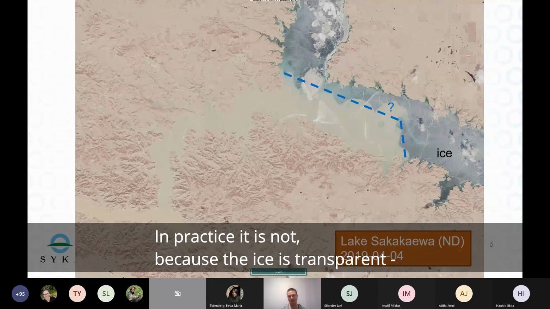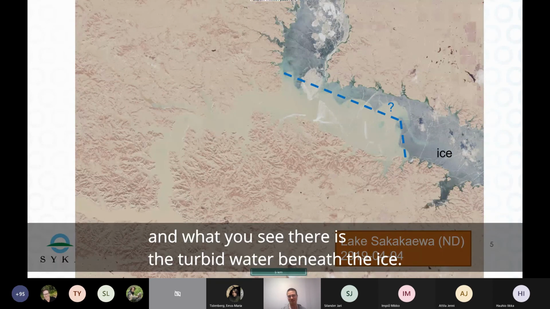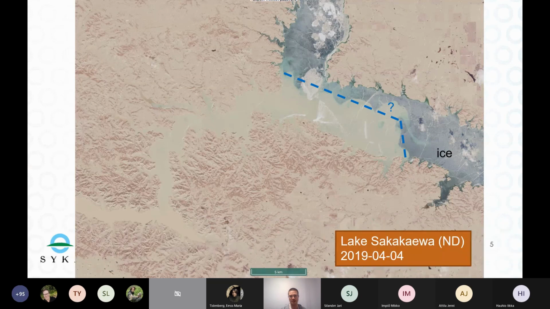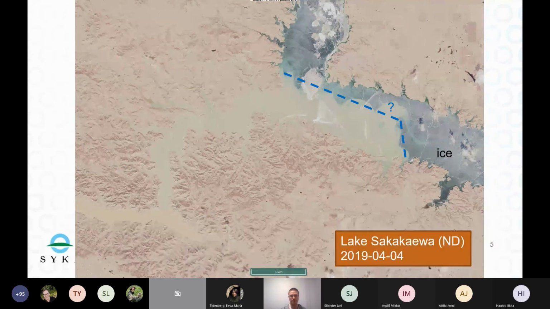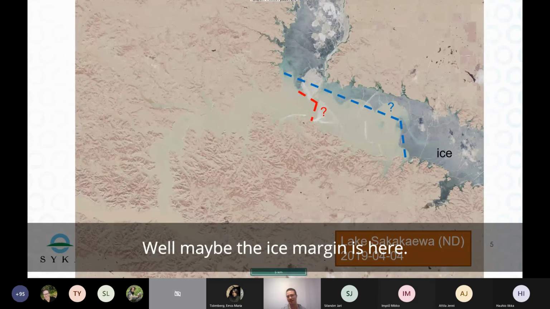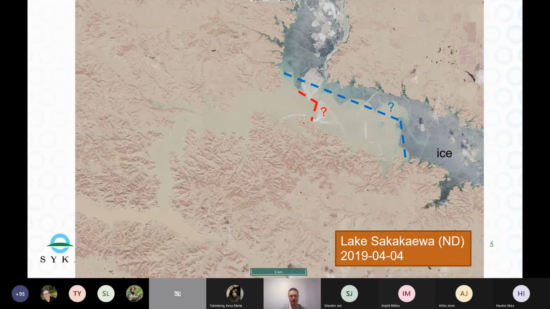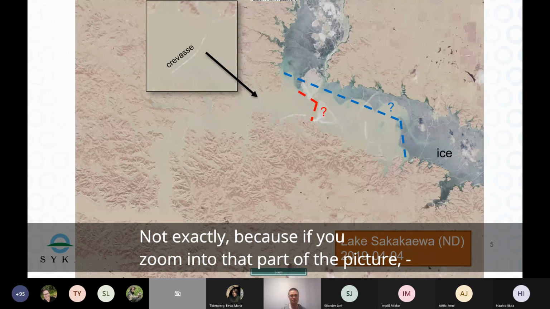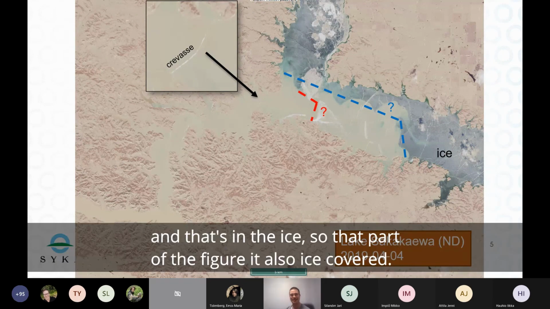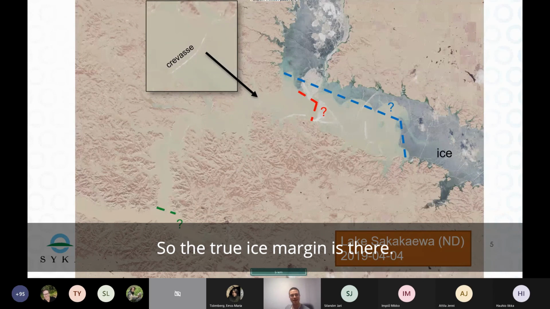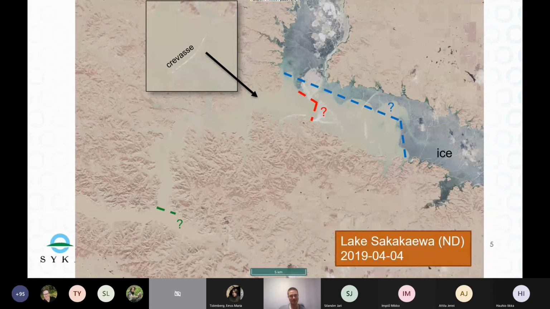In practice, it is not, because the ice is transparent, and what you can see there is the turbid water beneath the ice. So even that part to the south of that line is ice covered. Well, maybe the ice margin is here. Well, not exactly, because if you zoom into that part of the picture, you can see that there is a crevasse, and that's in the ice. So that part of the figure is also ice covered. So the true ice margin is there.